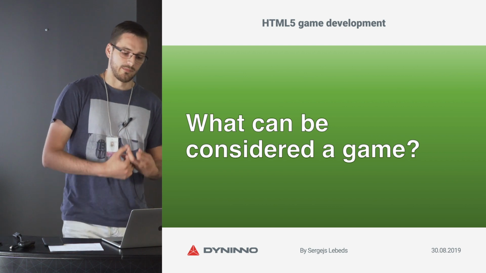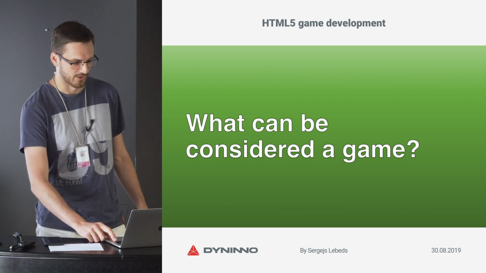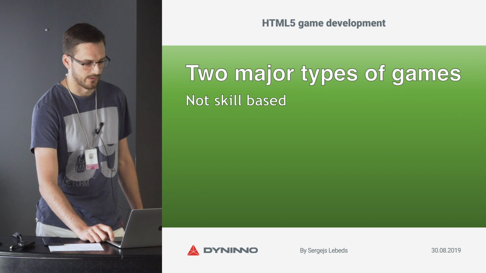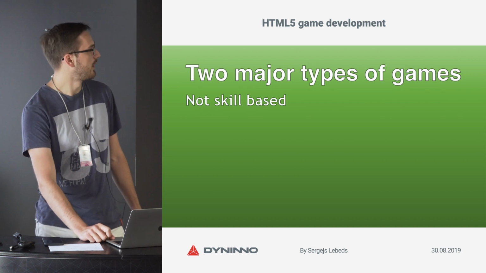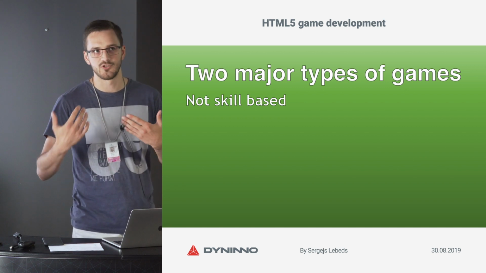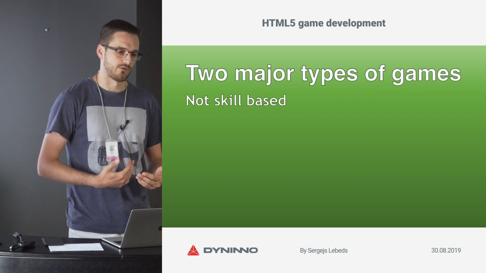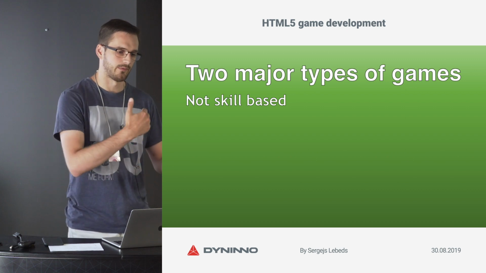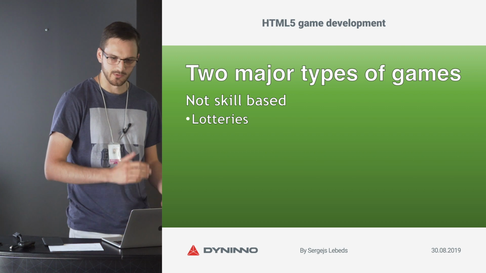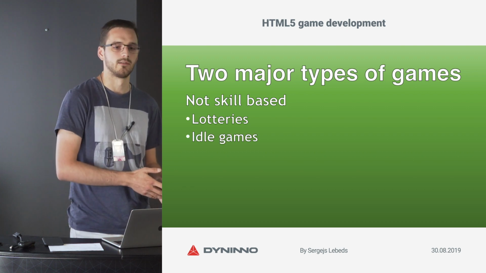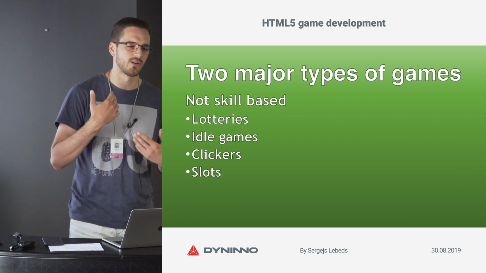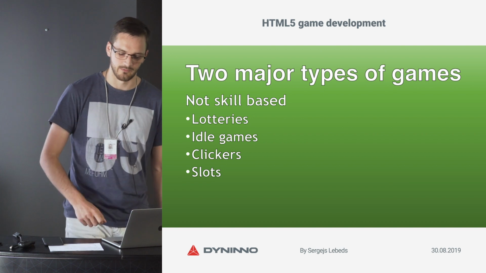So, what can be considered a game overall? Well, there are two major types of games, and one is not skill-based. Basically, it is a game where your actions do not change the outcome of the game. Your actions only push the game further, but the end result is the same, not depending on your actions. For example, lotteries, idle games, clickers, slots. Your actions cannot worsen the outcome of the game.